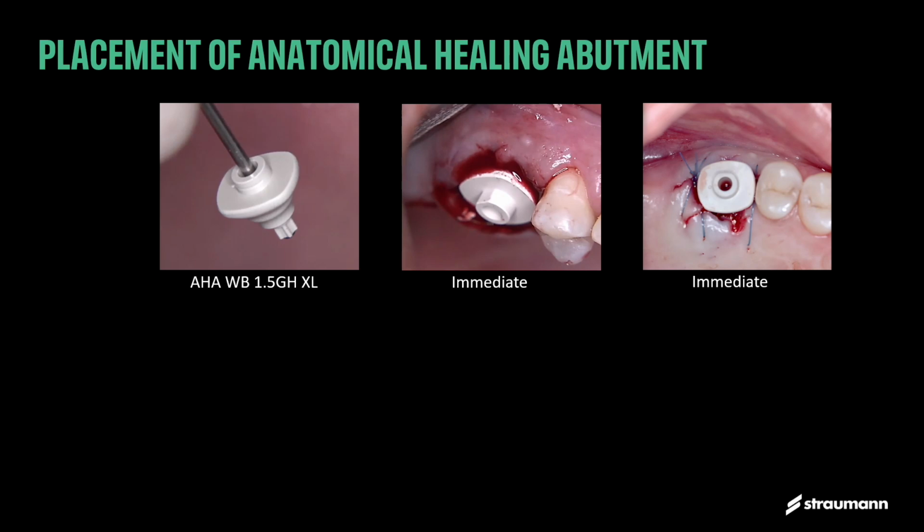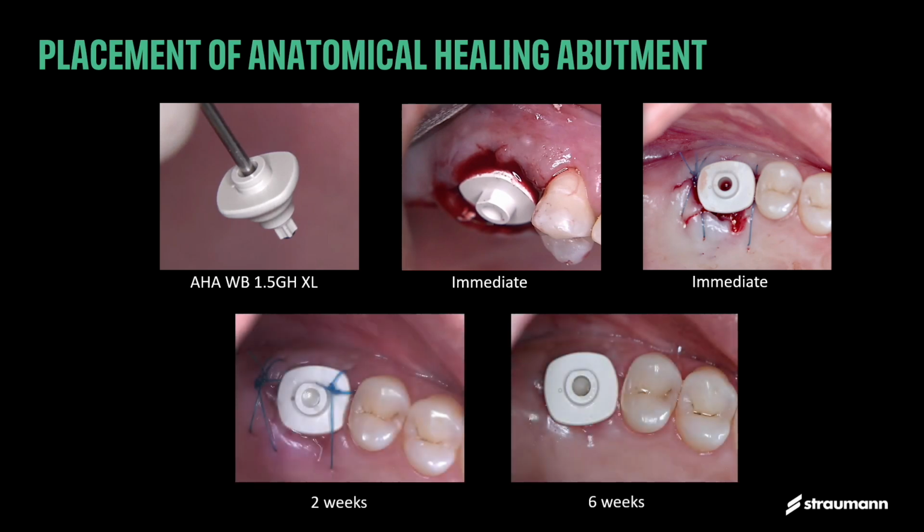And next thing you see, the anatomical healing abutment for molars. That means the XL on the driver, middle image. After I just placed onto that side. What we did, because during the extraction there was quite some bruising and some tissue damage, I did some small single sutures, just to keep the tissue in place.